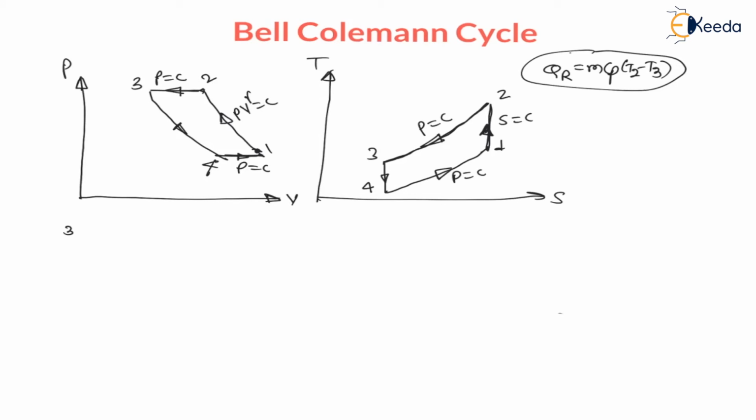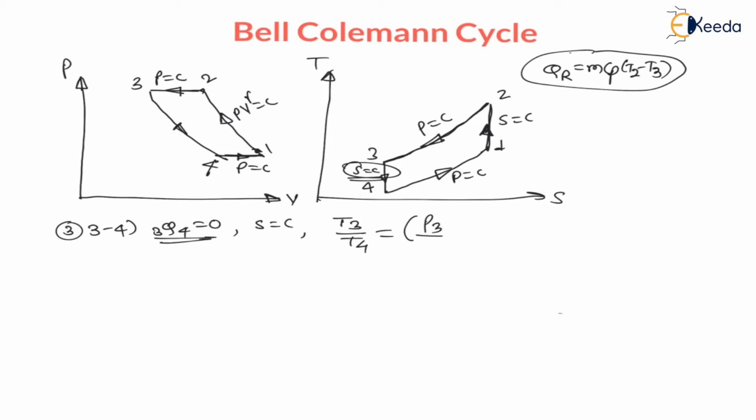Now, the next process, the third process, is process 3 to 4. 3 to 4 is reversible adiabatic expansion, that is isentropic expansion. Therefore, for this process, adiabatic means heat Q3-4 is 0. Reversible adiabatic means entropy constant. Again, the equation will be T3 divided by T4 is equal to P3 divided by P4 raised to gamma minus 1 upon gamma is equal to V4 divided by V3 raised to gamma minus 1.